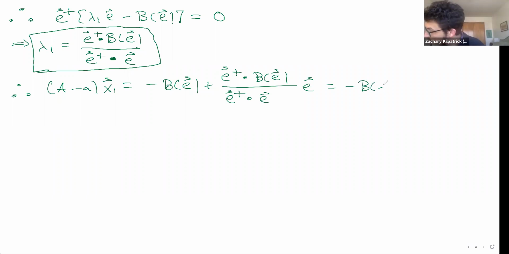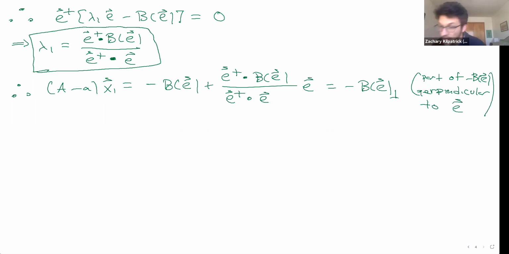And you can call this BE, and I'm going to write that little perp symbol there. In other words, this is the part of minus BE perpendicular to E, okay? So the updated eigenvector now is going to involve whatever part of minus BE is perpendicular to E in this case, because I'm basically adding on the part that is in line or projected along E. All right, so that's how the eigenvector gets updated.